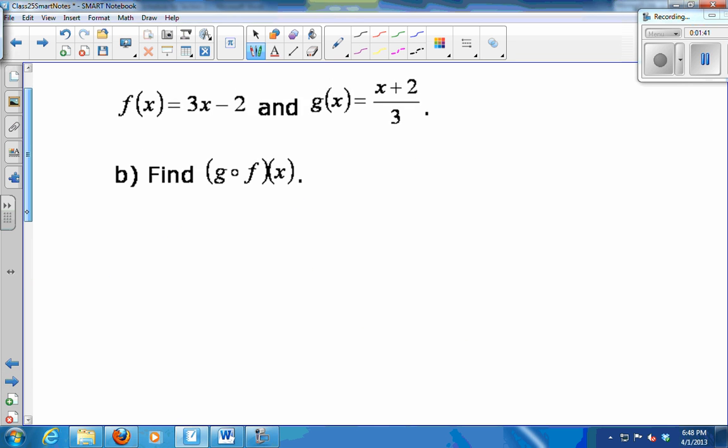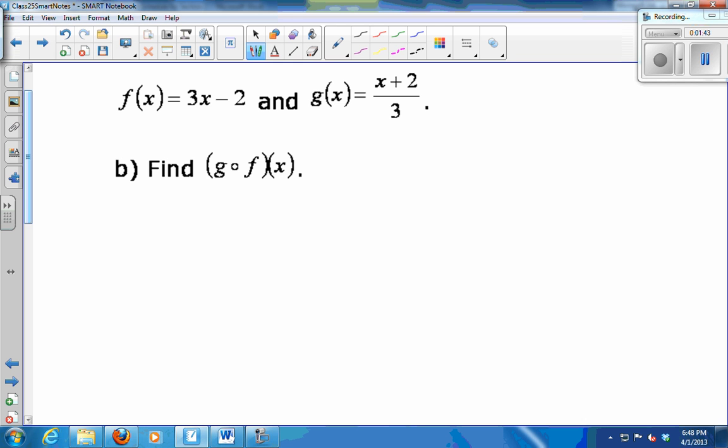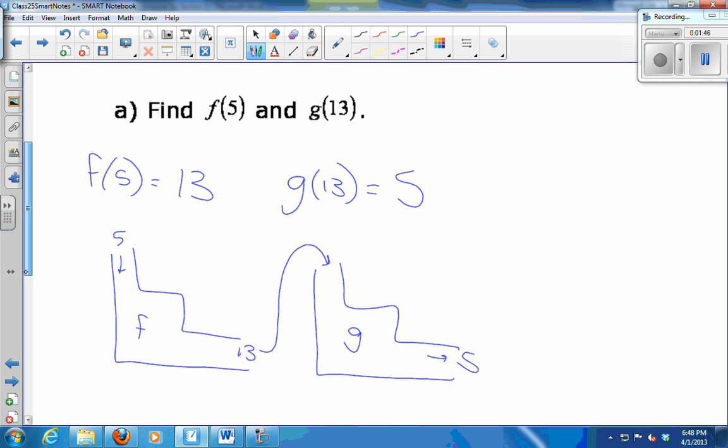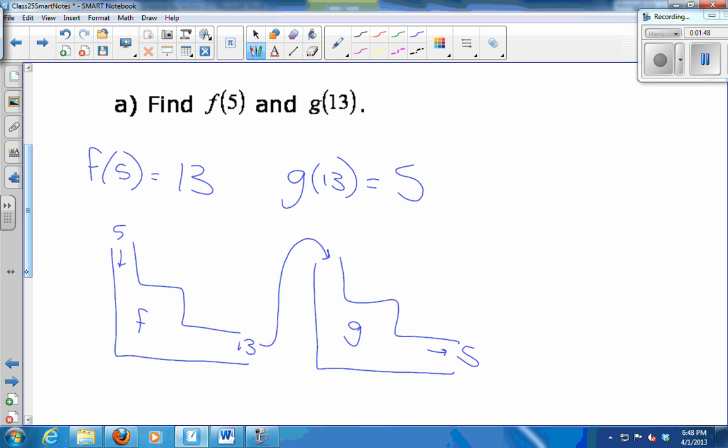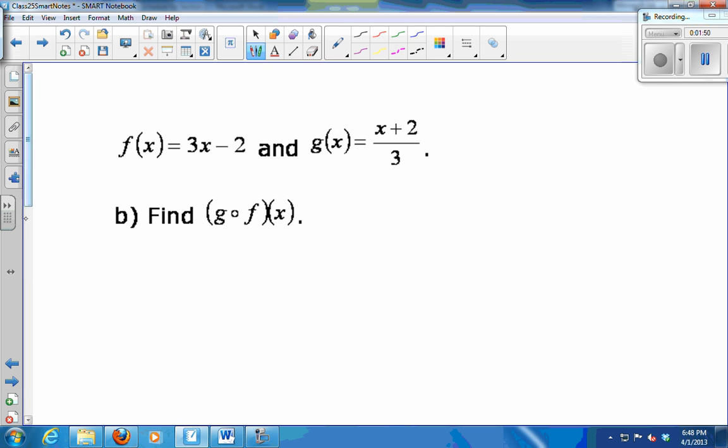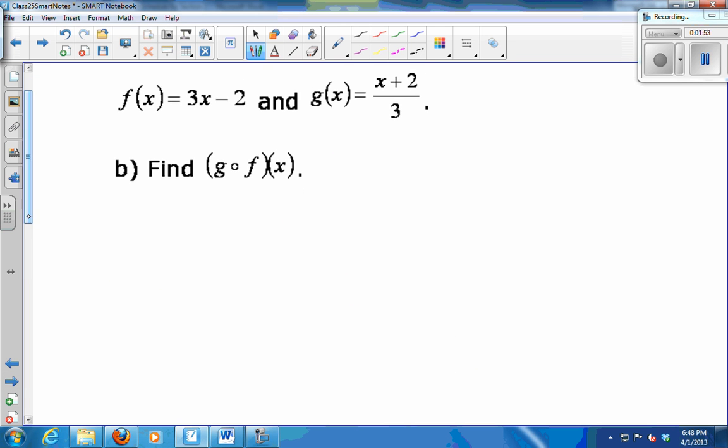So if I did this in general, g composed with f. I actually just did f composed with g, but let's do it the way that I said. I want to find g composed with f. So that means g of f of x. So what's my formula for f of x? 3x minus 2. So I'm going to do g of 3x minus 2. Just replace f of x with its formula.